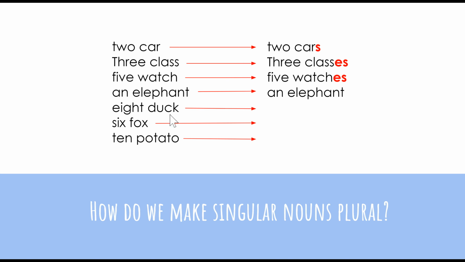Eight ducks is multiple ducks. This word ends in a K, so I know that I just have to add S onto the end when making it plural. Six fox. Fox, this would need to be changed into a plural noun. The word ends in X, so I know I just add ES onto the end. Ten potato. Now that's our rule that we just learned. So I add ES onto the end of this word to make it a plural noun.